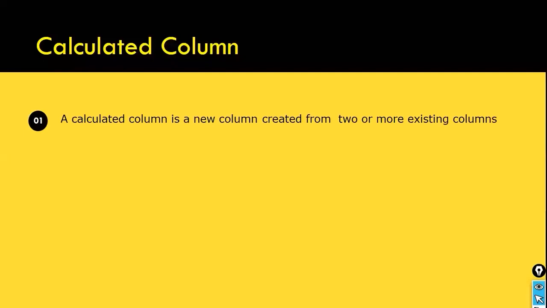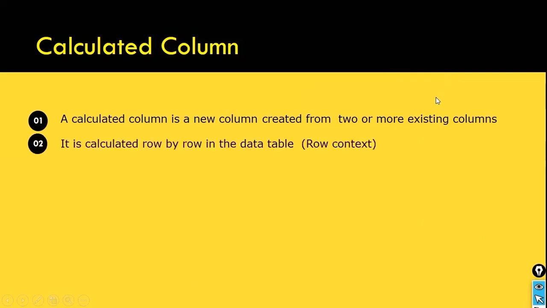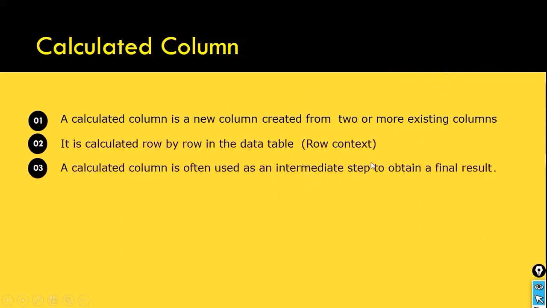Now I'll walk you through what a calculated column is. Let's go step by step. A calculated column is a new column created from two or more existing columns. You remember listed price into quantity, two columns, right? We have used the listed price into quantity to derive a new column called sales amount. It is calculated row by row in a data table, so it is also called the row context.